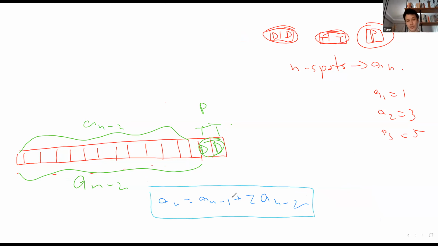And then again, you would want to solve the sequence, right? So how would you solve the sequence? Well, I make the guess a_n equals lambda to the power n. And then what would I get? I would get lambda^(n-1) plus 2 lambda^(n-2) equals lambda^n, right? So then this is going to be a quadratic. If you want to write this as a quadratic, lambda squared is going to be equal to lambda plus 2.